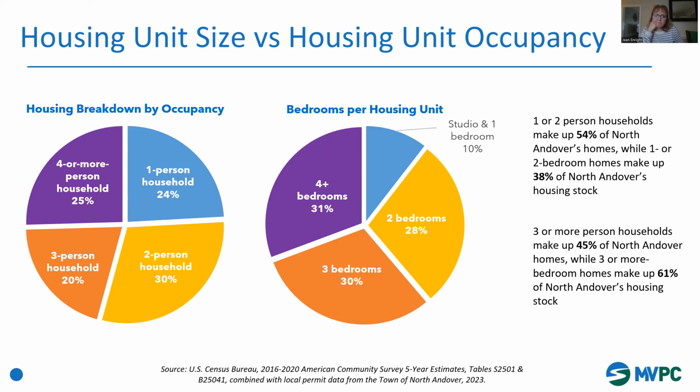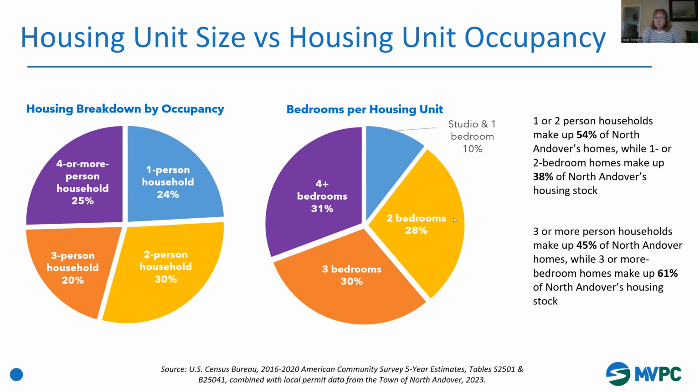Another big factor that we look at when considering what potential housing needs are in town is the difference between North Andover's housing stock, how big the houses actually are, and then the residents that are in those households. What are the size of the families inside that housing stock? So on the left here is a pie chart that is housing breakdown by occupancy. So this is the amount of people that live in a household unit. On the right is the number of bedrooms in that housing unit. How big is that house?